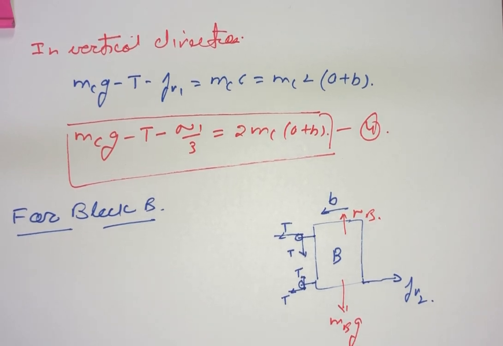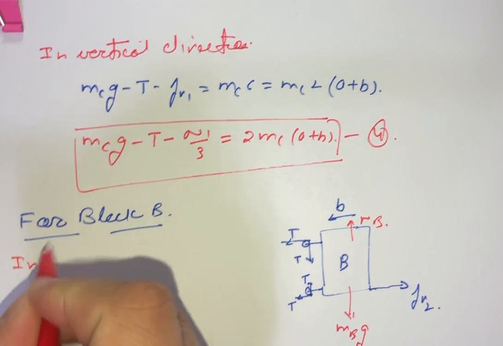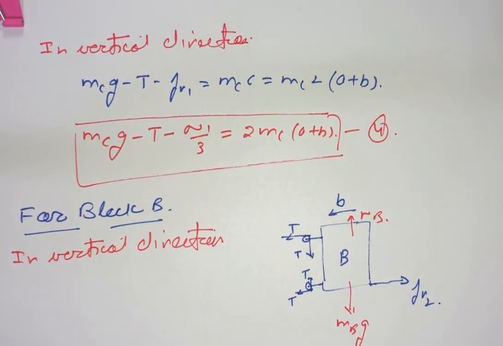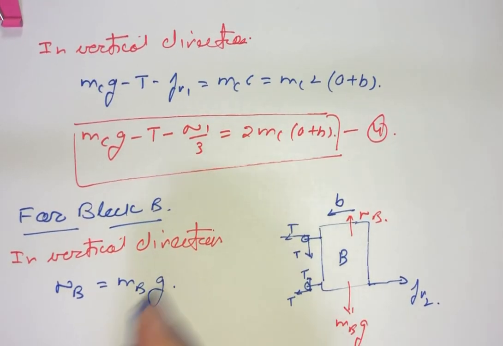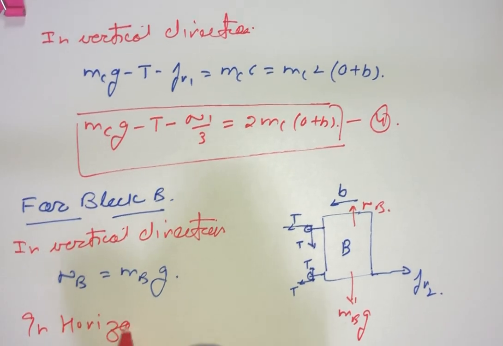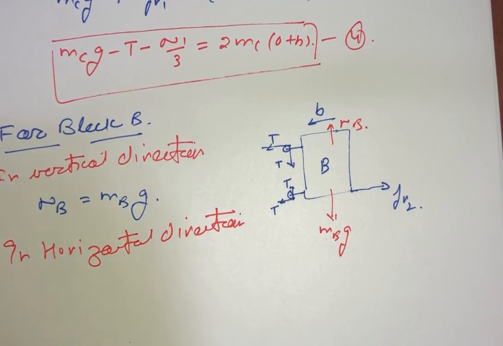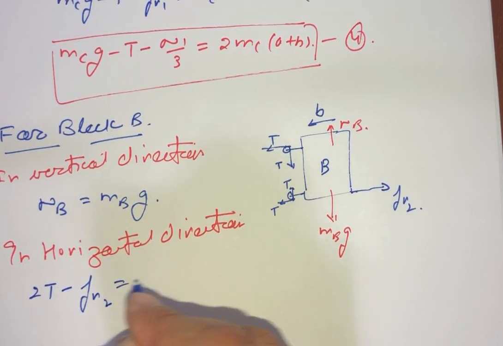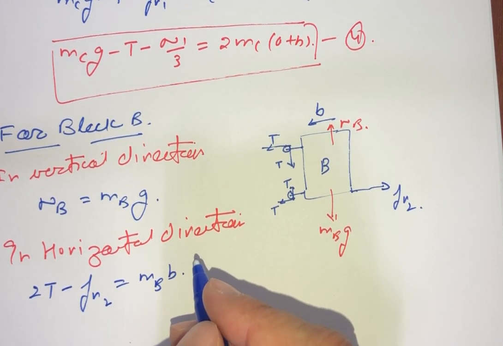So we can say that in the vertical direction we have NB is equal to mBg, and in the horizontal direction we can say there will be two tensions, that is 2T minus Fr2 is going to give us mass of B and its acceleration, and we can find out what will be our Fr2.